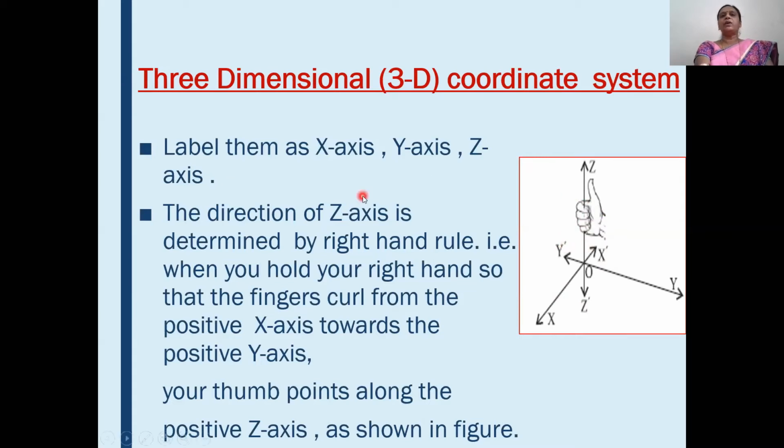The direction of the z-axis is determined by the right hand rule. That is, when you hold your right hand so that the fingers curl from the positive x-axis toward the y-axis, your thumb points along the positive z-axis. This is called the right hand rule.